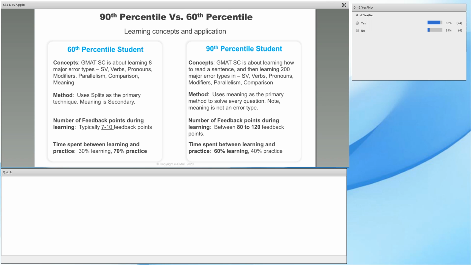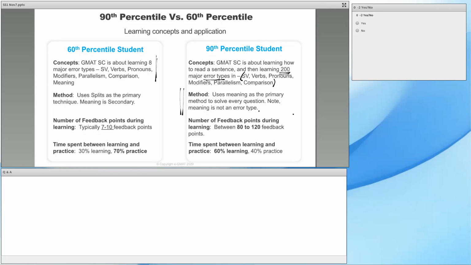Okay, a 90th percentile student doesn't consider GMAT SC to be about these 8 concepts. A 90th percentile student considers GMAT SC to be about 200 constructs, or what we call error types, which are within these error segments. So there are still those 8 over here, but it's about those 200 constructs that you're looking at.